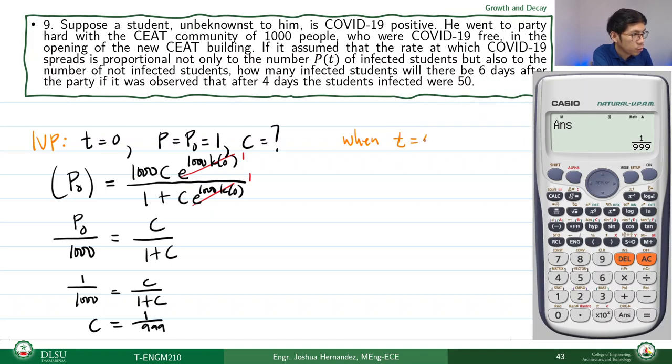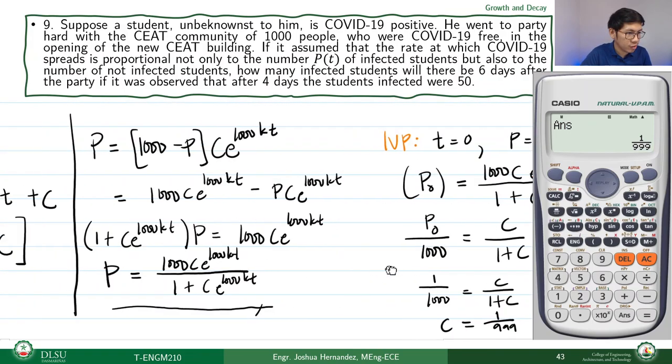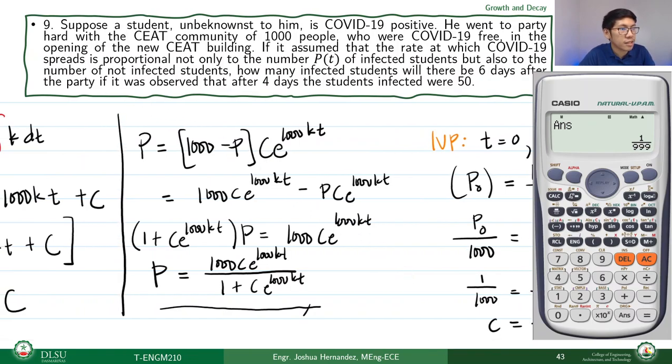When t is equal to 4, the infected people were 50 after 4 days. You can figure out k here. So, solving, our equation is this. Tama. Let's simplify this.